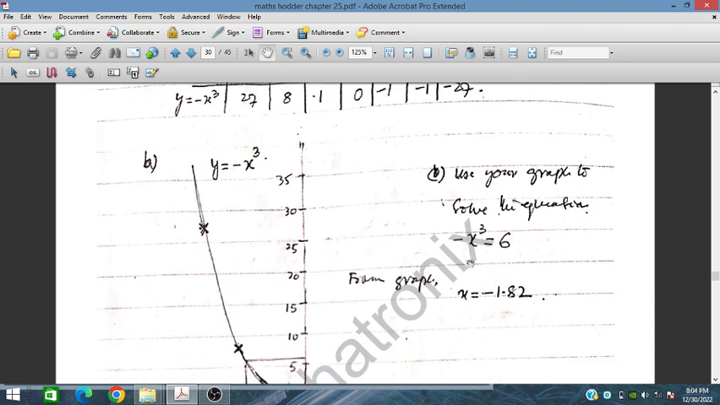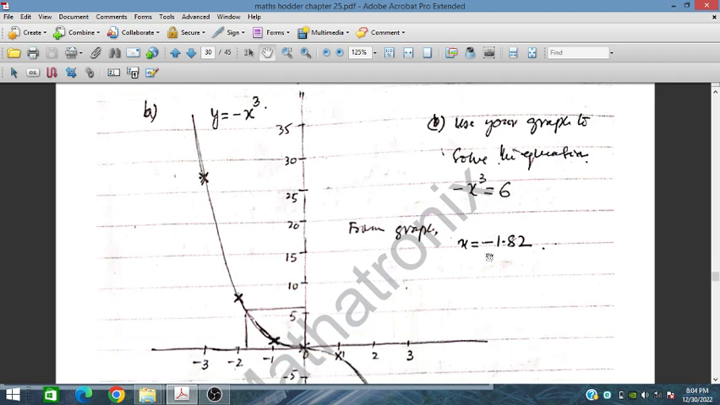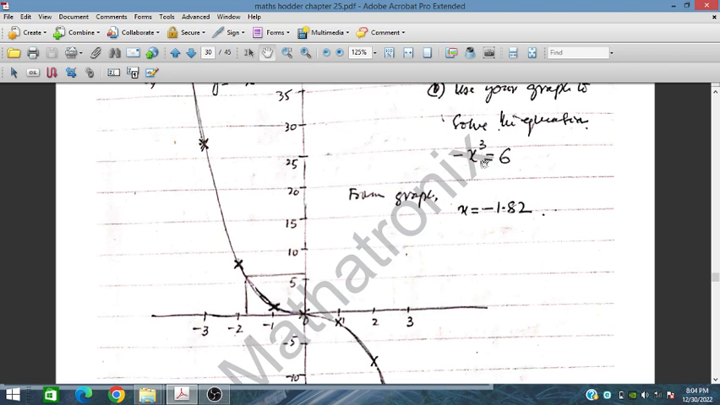So solve the equation: minus x cube is equal to 6. So x cube is equal to minus 6. This graph is y equal to minus x cube. So at y is equal to 6, we can read the value from the graph. The corresponding value of x is 1.82.